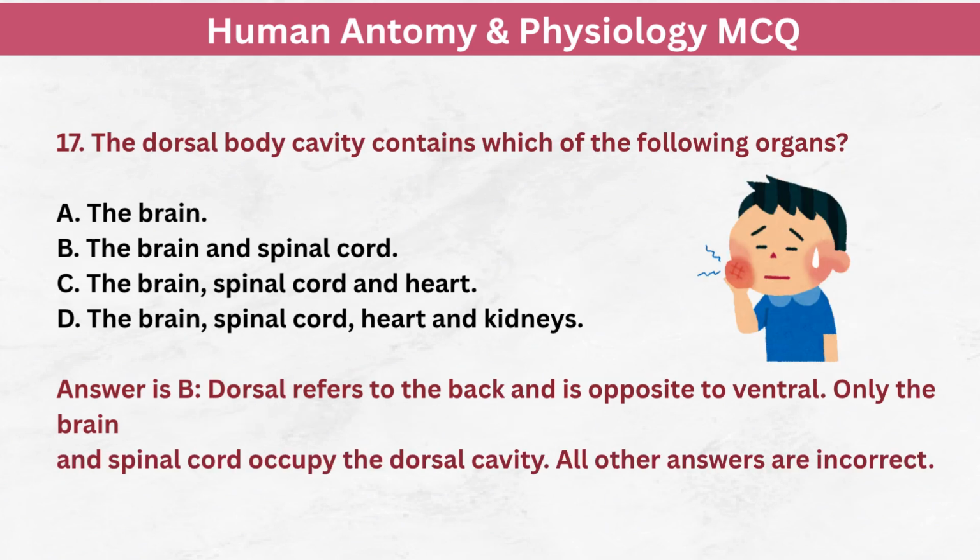The dorsal body cavity contains which of the following organs? A. The brain, B. The brain and spinal cord, C. The brain, spinal cord and heart, D. The brain, spinal cord, heart and kidneys. Answer is B. Dorsal refers to the back and is opposite to ventral. Only the brain and spinal cord occupy the dorsal cavity. All other answers are incorrect.